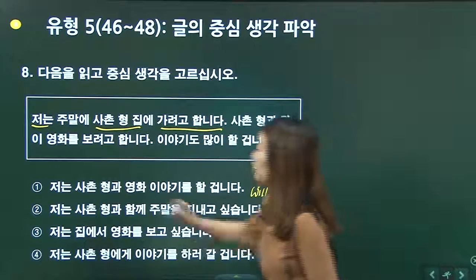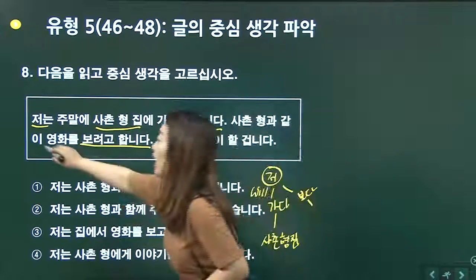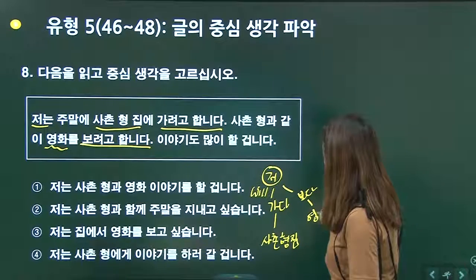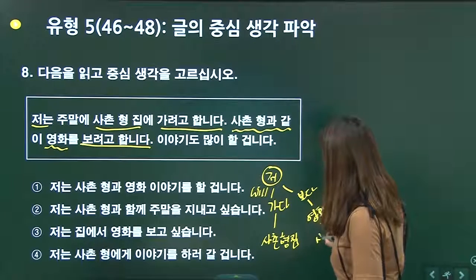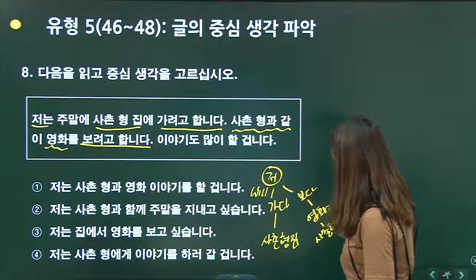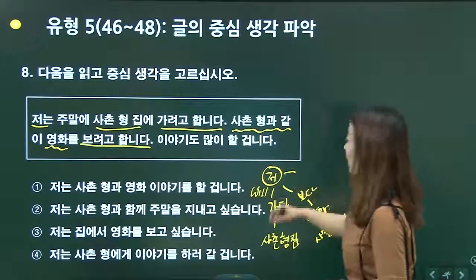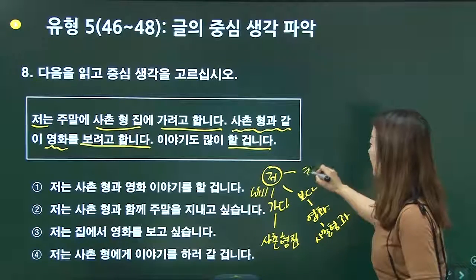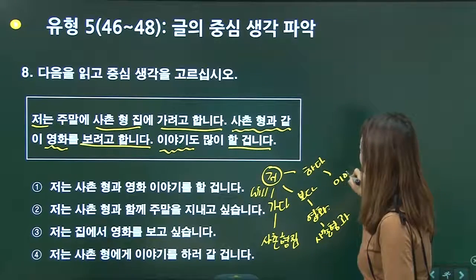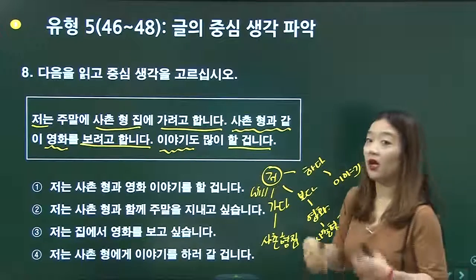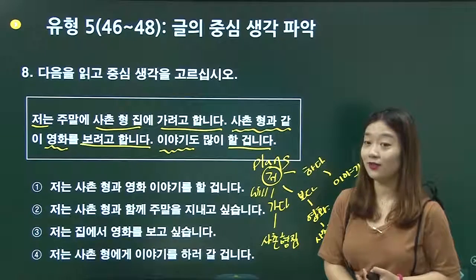사촌형과 같이 영화를 보려고 합니다. And then 보다. What? 영화. Movie. 영화. Okay, with whom? 사촌형과 함께. 사촌형. Can you see? 사촌형과. Okay? 이야기도 많이 할 겁니다. And then 많이 할 거예요. 하다. To what? 이야기. These are all about I will. It's my plan. This is about plans. I didn't do it yet. Okay?